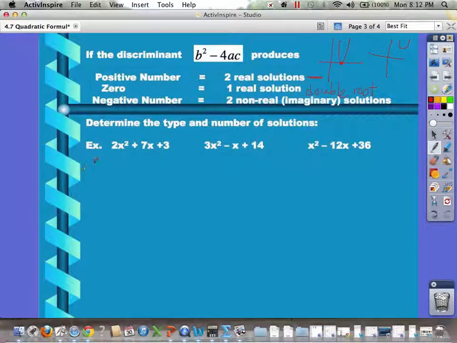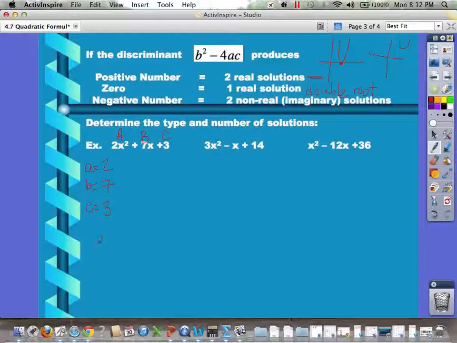First, I recommend that you always do A, B, and C for everything that you do. Go ahead and just set it up, A, B, C, and then say what your parts are. Remember, A goes with your quadratic term, your B goes with your linear term, and your C goes with your constant. So our A in this one is 2, our B is 7, and then our C is 3.